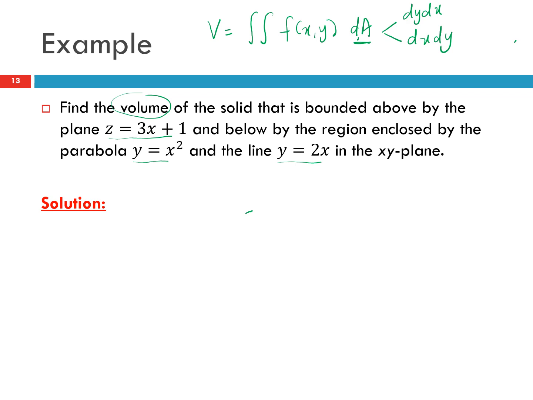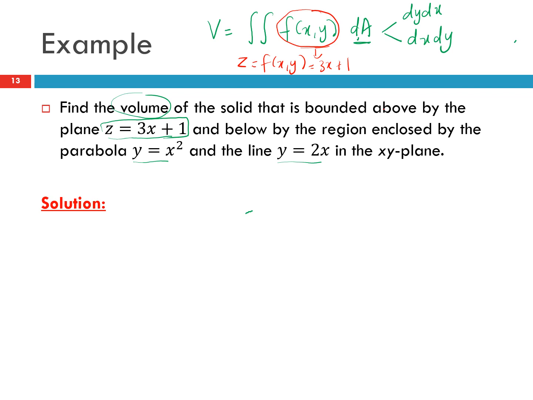Alright, so from the equation, we have the first equation, z equal to 3x plus 1. Before this, we have z equal to f(x,y). So here we have the f(x,y). The f(x,y) just now, you just replace with 3x plus 1. So the function of z just replaces the f(x,y) here. Okay, so now we need to find the limits of integration here.